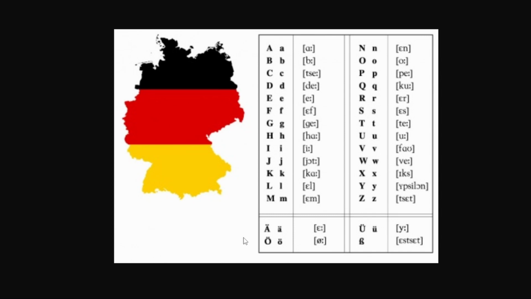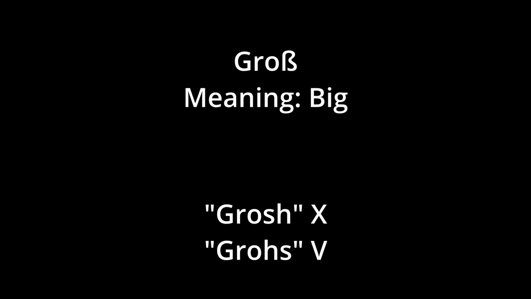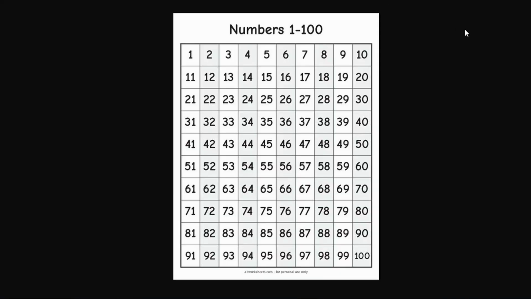Now the last one, this bee-looking thing. I don't necessarily think there's any difference between this and S, they sound extremely similar. For example, the word groß, it means big. Notice how it's not sh like grosh, no, but rather gross. So it's just S at the end. So yeah. And lastly, we have the numbers.